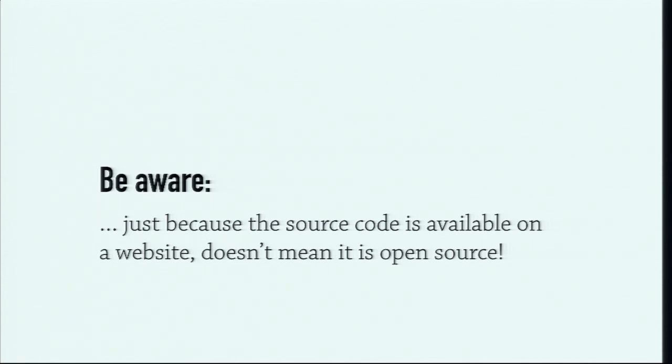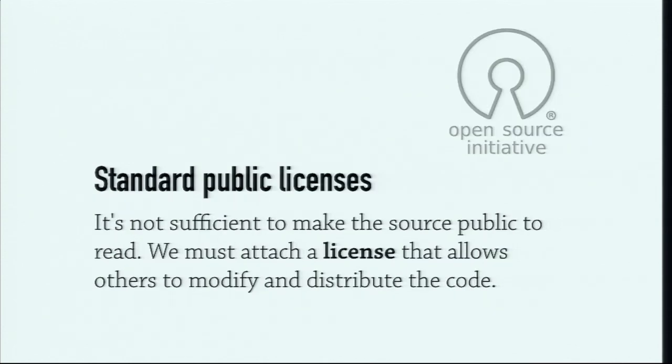Software is automatically copyrighted the moment it is written, just like a poem. So you need a license to use it. Standard public licenses, you need to know a little bit about this. If you write software, it's not sufficient to make it public and just put it on a website. You must attach a license that allows others to modify and distribute the code, especially if you're expecting them to reproduce your results or if you're expecting that to go along with a paper. And so it's very important to know about this.